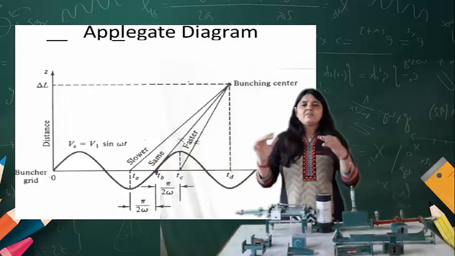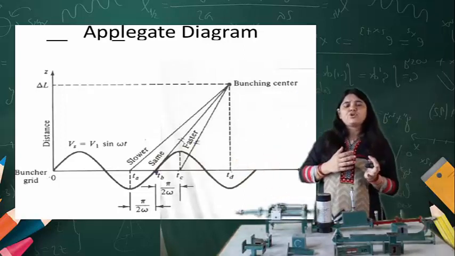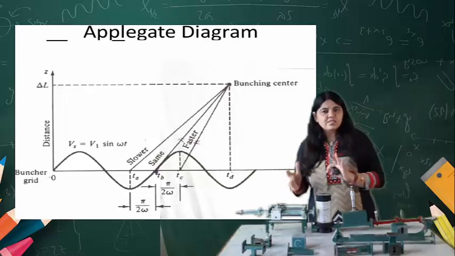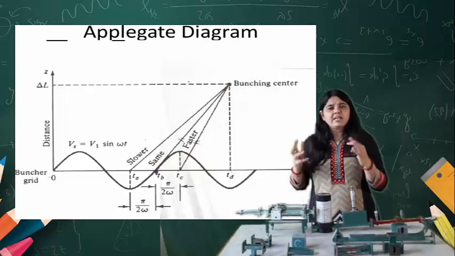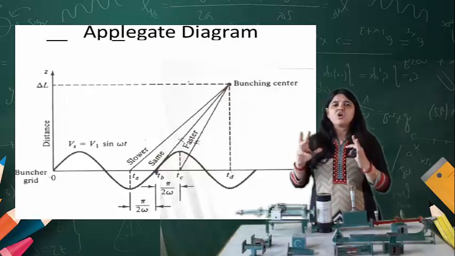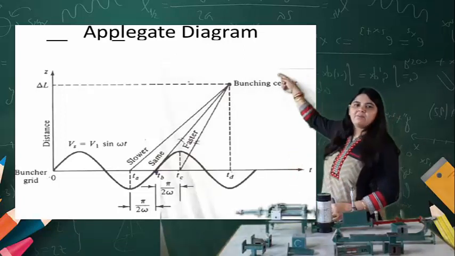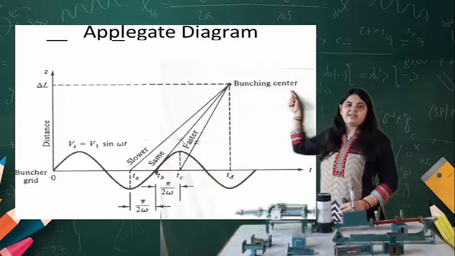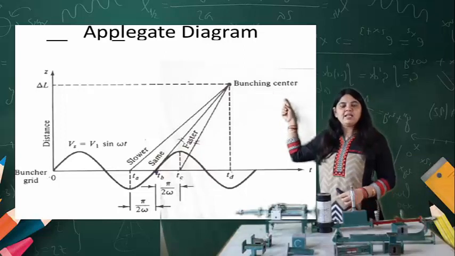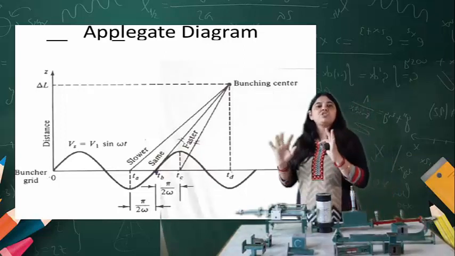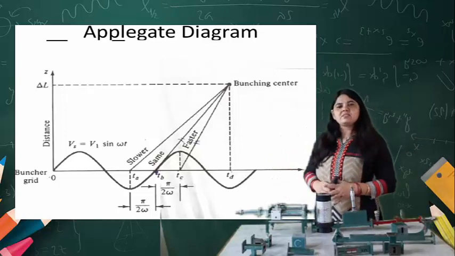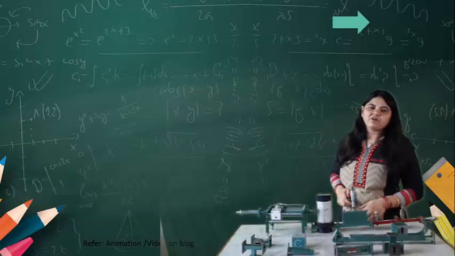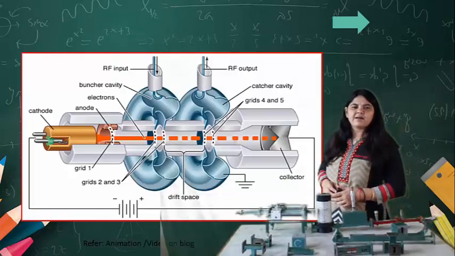So the last electron will reach at the same time, and the middle electron reaches at the same time. Similarly, there is a bunch of electrons over here, and this is the bunching center. At the bunching center there is a bunch of electrons, and this is used for generating high power. So this is the Applegate diagram.